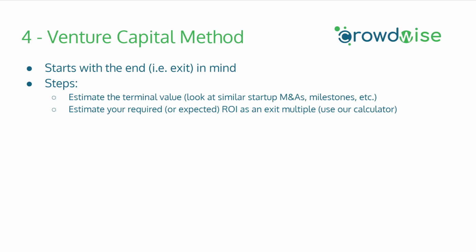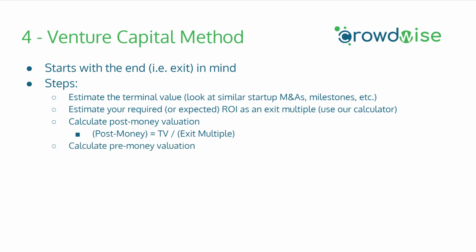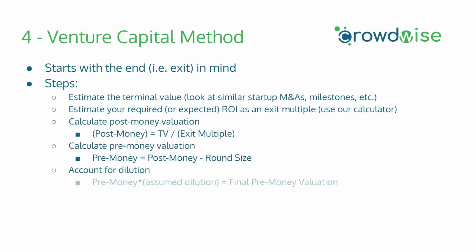For example, you might get a 20x return is necessary to meet your investment objectives, or a 30x return, or anything in between. Then, calculate the post-money valuation knowing those two numbers, which is simply the terminal value divided by the exit multiple, and then calculate the pre-money valuation by subtracting the round size from the post-money valuation. Lastly, you should account for dilution. Assuming if you're investing very early on, perhaps you assume a 50% dilution. So you multiply the dilution amount times the pre-money in the previous step, and that will give you the final pre-money valuation.